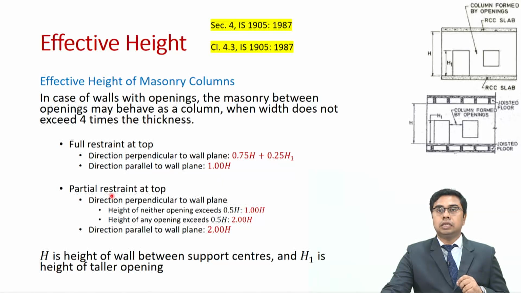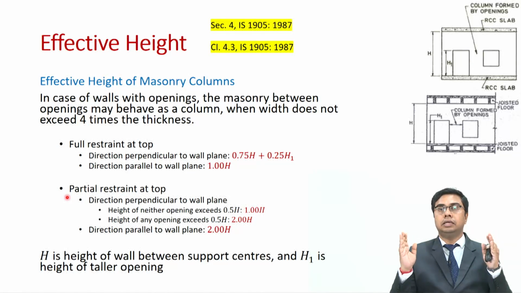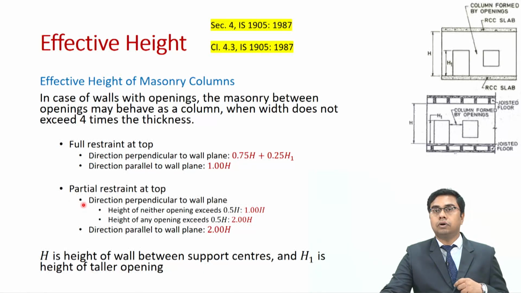Now, if you have a partial restraint at top, that is you have restricted lateral translation at the top, but the wall can generate some rotation at the top, then in that case, for a direction perpendicular to the wall plane, if the height of none of the openings exceeds 0.5 times the height of the wall, then the effective height shall be defined as the height of the wall itself, because your openings are sufficiently small.